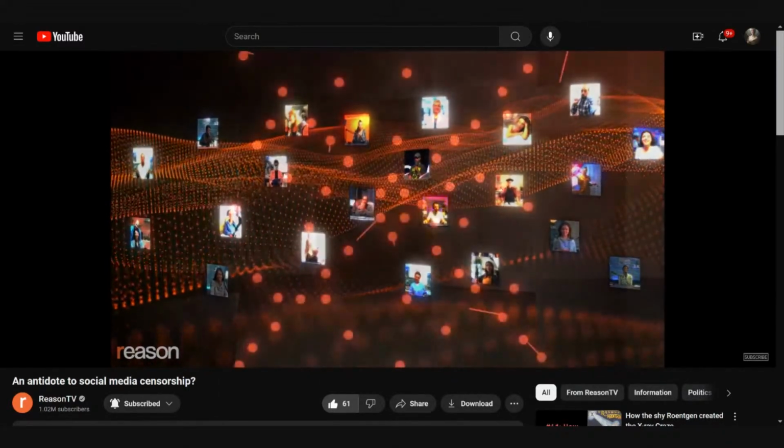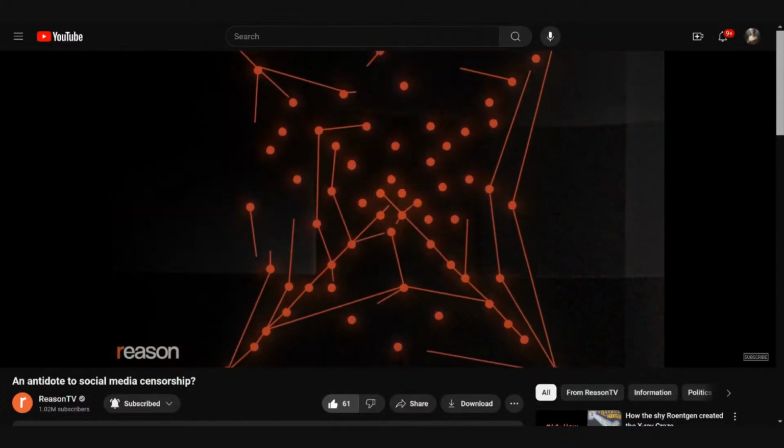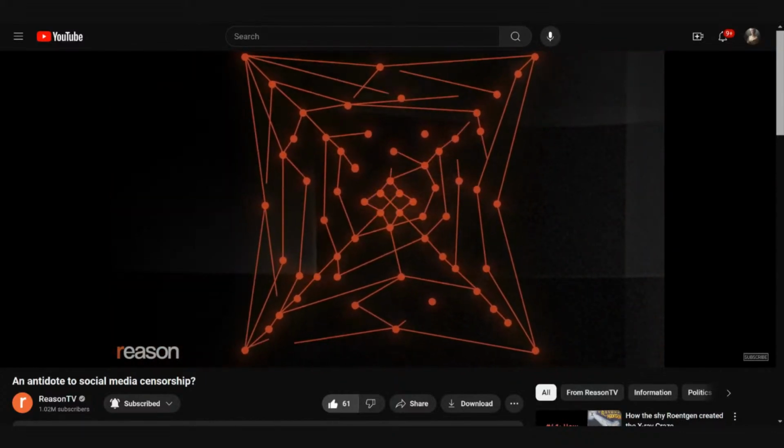The Nostr network is constructed like a spider web that can morph and regenerate, making it almost impossible to censor.